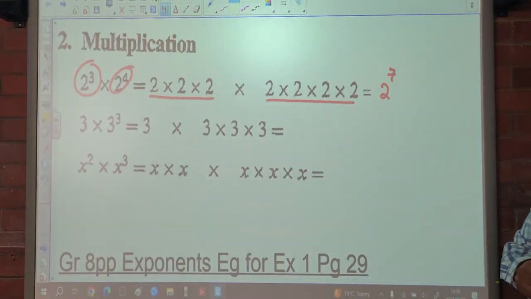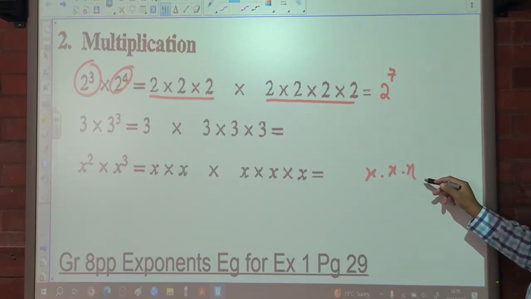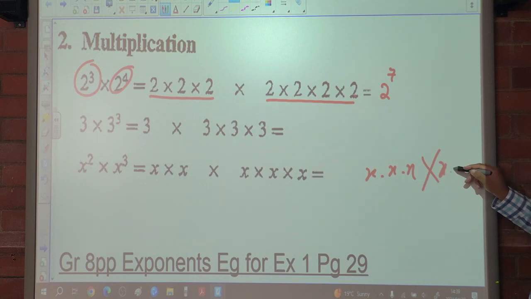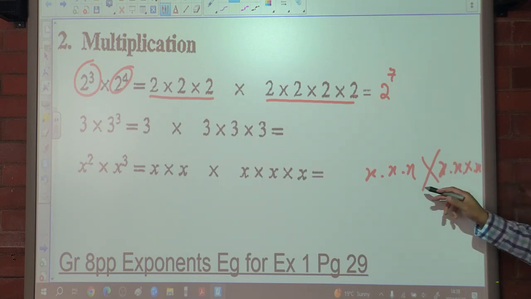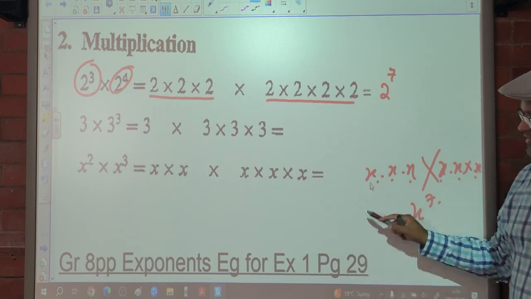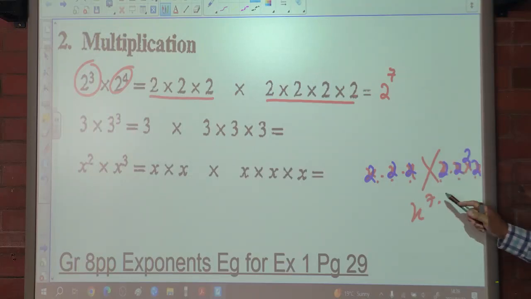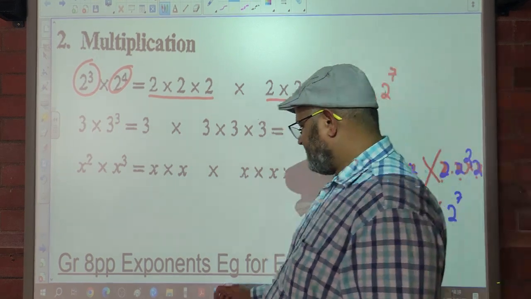Did you see that, people? Take x cubed times x times x times x times x. What is this? It will be x to the power 7. So if you replace x with 2's, it's 2 times 2 times 2 times 2 times 2 times 2 times 2, it will be 2 to the 7. You see that, people? Alright.